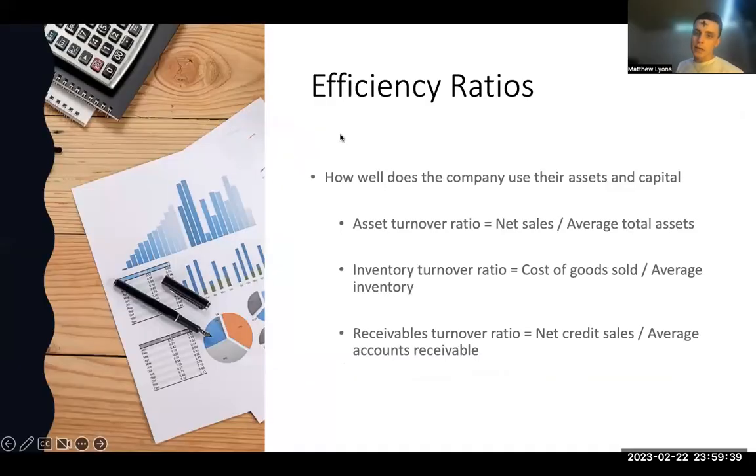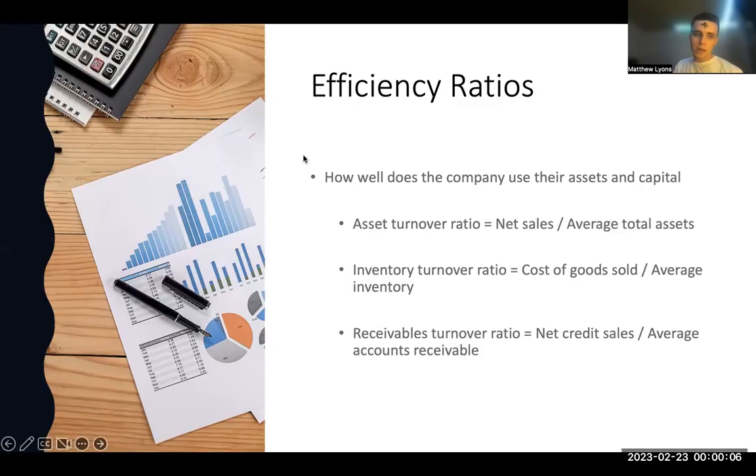And last but not least is our efficiency ratios. Our efficiency ratios are how well does the company use their assets and capital. So the 3 ratios we're going to talk about here is the asset turnover. It's our net sales divided by our average total assets. Then we have our inventory turnover ratio, which is the cost of goods sold, or COGS, divided by our average inventory. Last up to bat is our receivables turnover ratio, net credit sales divided by our average accounts receivable.